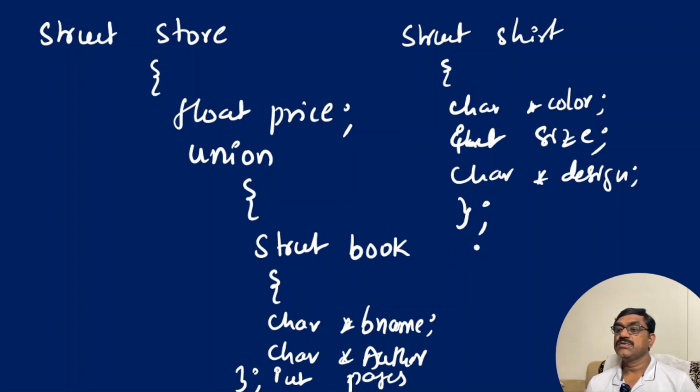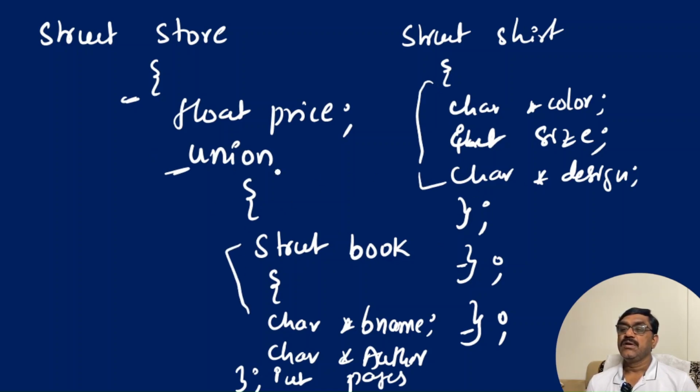Now after this we are closing with the semicolon, and here we are going to close the union variable, right? After closing the union variable, next I'm going to close the structure variable. This is the end of the structure store. This is the end of the union, and these are the internal structures book and shirt of the union. Now the amount of memory allocated for the variable of struct store is how much? For example, assume that here we are creating the variable s. s is the structured variable of store. Now how much memory is allocated for the variable s?